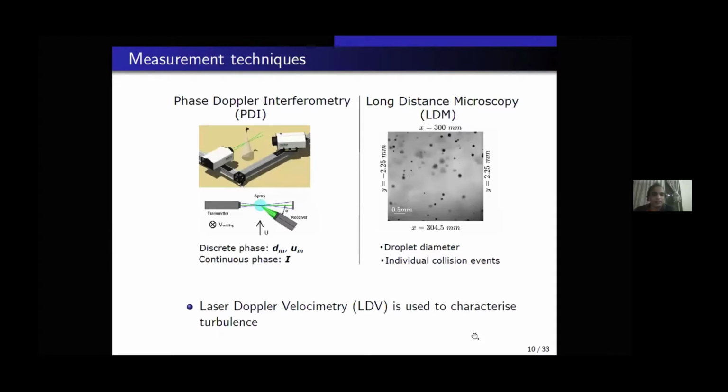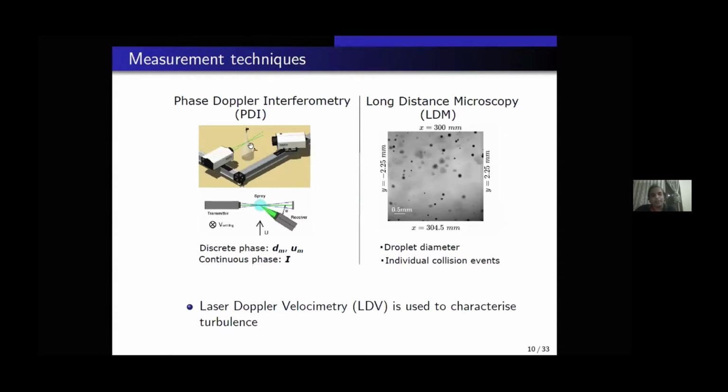Okay, so a very quick mention of the measurement techniques. There are primarily three different measurement techniques we adopt. The main one is phase Doppler interferometry, which essentially measures droplet sizes and velocities at a specific spatial location. So you have something like a probe volume. This can measure the sizes and the velocities of the droplets that pass through this probe volume. And we take measurements until around 30,000 droplets pass this probe volume, so that we can generate robust statistics.